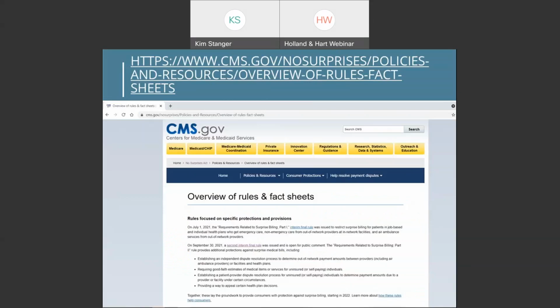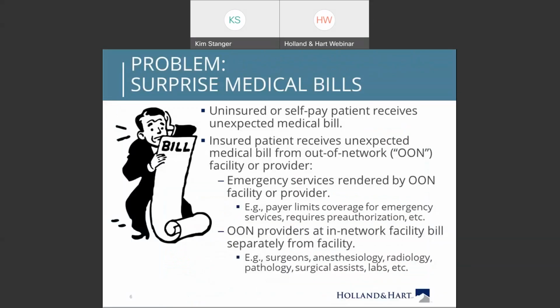Additional resources along with all of those resources are available at the new website that the government has put up to help with the surprise billing. So if you want to access any of those resources or look for additional resources as they come out, you can go to this website and that should give you a lot of help.